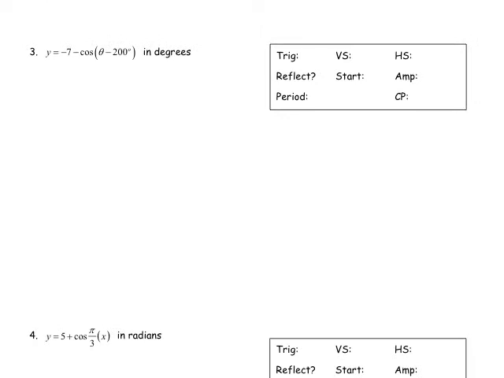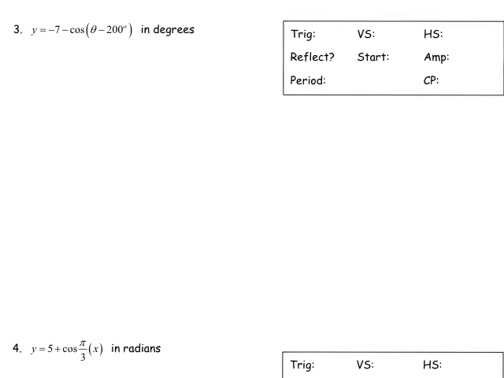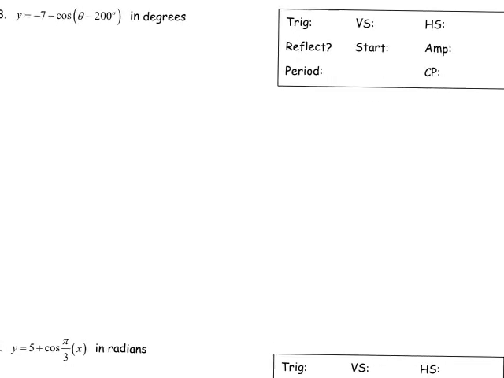Alright. Let's do another one. Negative 7 minus cosine theta minus 200. We are in degrees here. Start off by looking at what kind of trig you have. So this is a cosine, so go ahead and fill in your graph or your box. This is cosine.